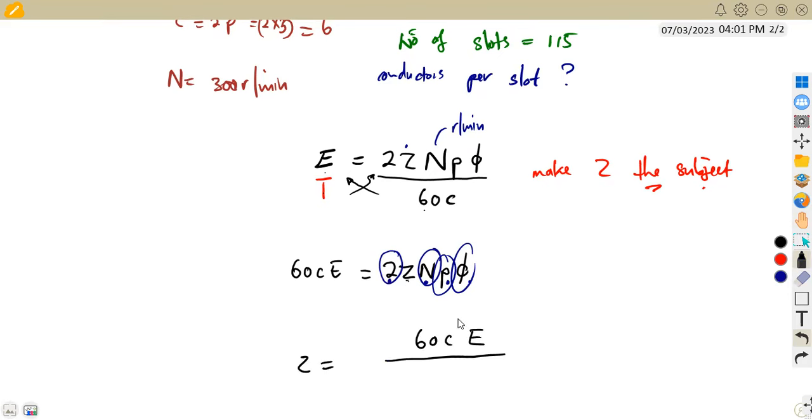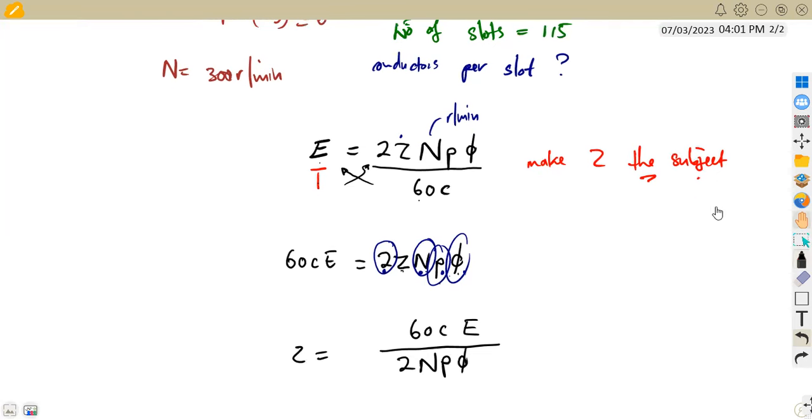Remember, you have divided both sides. We're going to divide by 2 N times P times the useful flux, like this. This is what is going to give us the number of all the conductors that we have. Then we can talk about the conductors per slot after that.